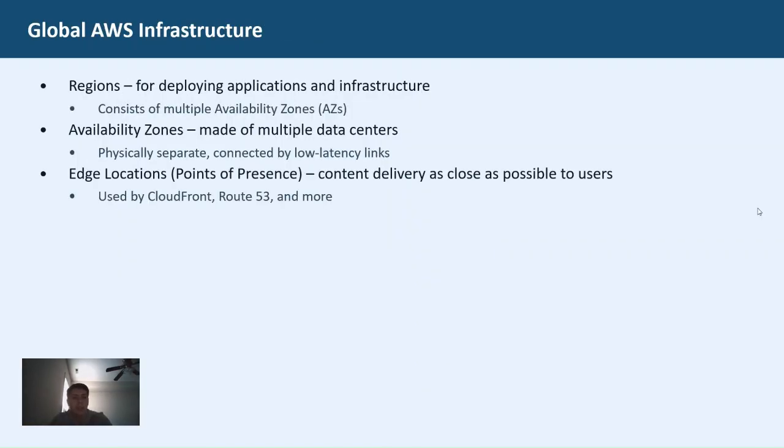So, AWS global infrastructure has three core components. First, regions. These are large geographic areas where you deploy your applications. Each region contains multiple availability zones. The second is availability zones. These are physically separate data centers within a region, connected by low latency links. And finally, edge locations, which are also called points of presence. These are the closest points to your end users, used mainly for content delivery, and services like CloudFront and Route 53 rely on them.